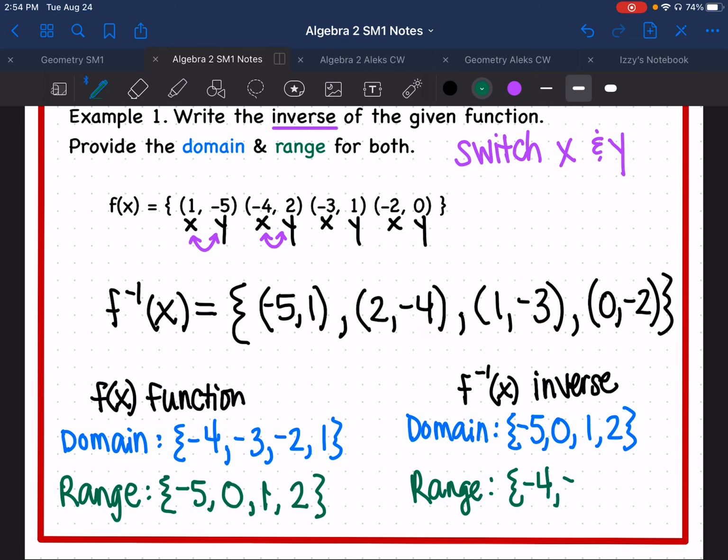Now take a look at what happened with my domain and my range. They've simply switched. That's because, remember, this is X and this is Y, and when we switch them, this was Y and this was X because they simply switch spots. So your range will become the domain of your inverse, and the domain of your original will become the range of your inverse. All right, let's try another one.